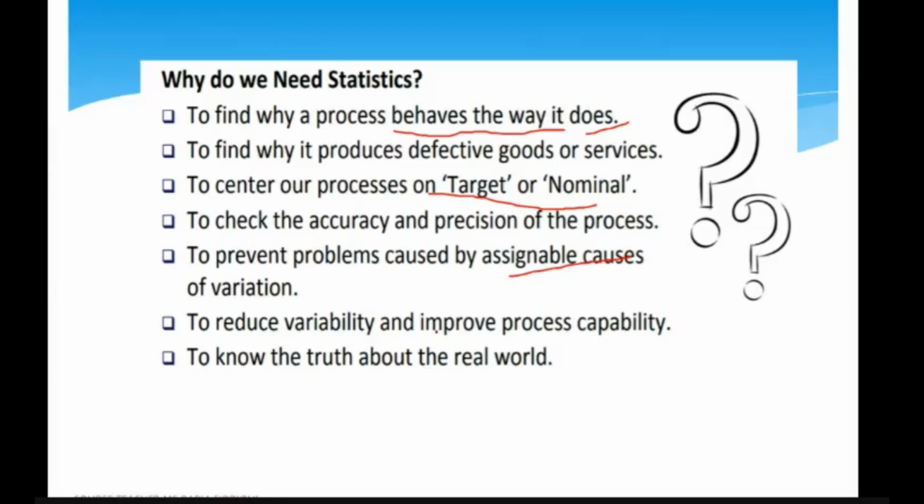Reduce variability and improve process capability. If there is a lot of variation in a process, then you have to improve it. That means your process is not capable enough to meet your requirement. So you need to improve the process capability. For that, you need the data values to get a deep understanding about the process. And lastly, to know the truth about the real world. These are some reasons why we need statistics being an engineer.